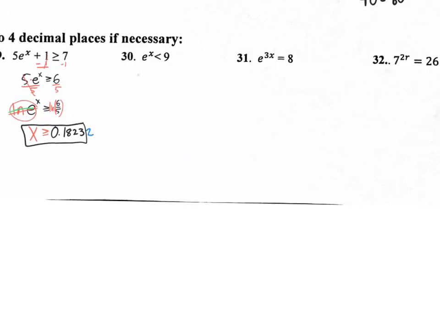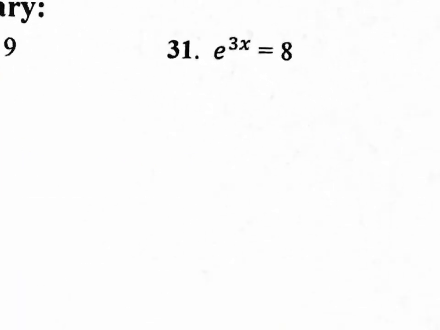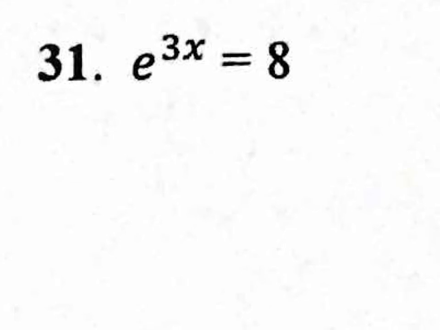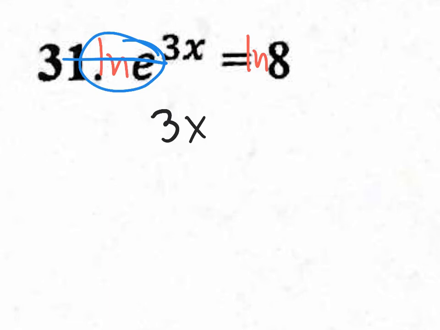Let's move on to 31. How do I bring down that 3x from an exponent to become a regular 3x? How do I get rid of this base e? By applying what? Log base e, which is really ln. And what you do to one side, you do to the other side. So ln of e eliminates. 3x comes down. ln of 8, that's a decimal number, an irrational value.